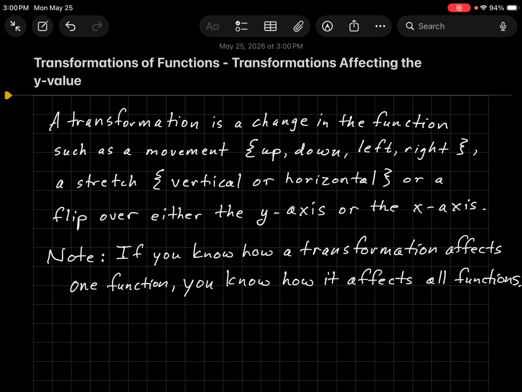Transformations of functions that affect the y value. A transformation is a change in the function, such as a movement, which could be up, down, left, or right, a stretch, vertical or horizontal, or a flip over either the y or the x-axis. The nice thing is that if you know how a transformation affects one function, you know and understand how it affects all functions. Because what a transformation does to one function, it will do to every single one.